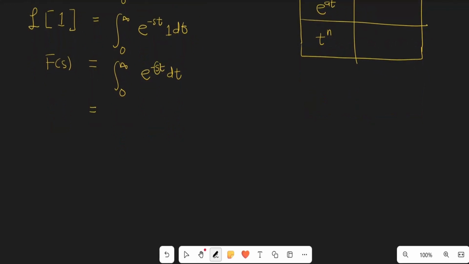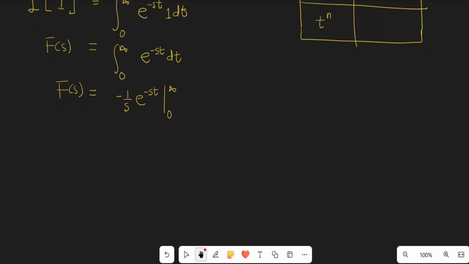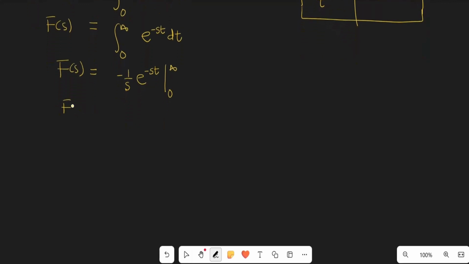So s here is a constant in the t world, so what I'm going to do is just integrate that and divide. That is going to be negative 1 over s, and then e raised to the power negative st, and now take the limits of integration from 0 to infinity. So this is capital F of s as the Laplace transform of the function 1. So F of s is equal to negative 1 over s, and now let's take the limit. Here we are going to take the limit as t goes to infinity of e raised to the power negative st, that is the upper limit, minus the lower limit, which is e raised to the power negative s times 0.